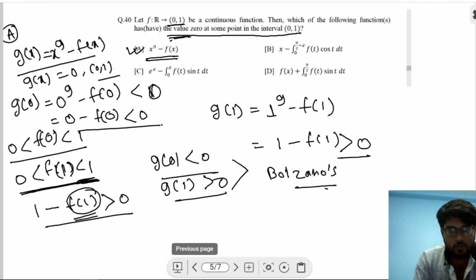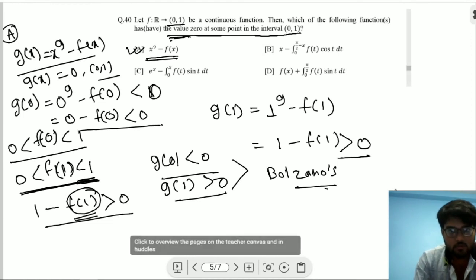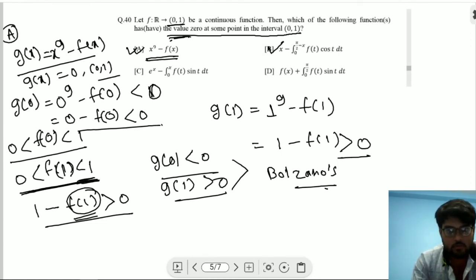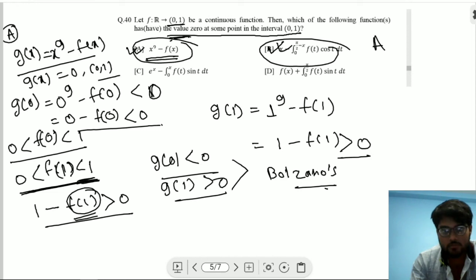So we will get over here A and B. A and B are true, correct? These two options are true. So yeah, this is the solution for these two questions, question 39 and question 40, and we'll solve the next two questions in the next video.